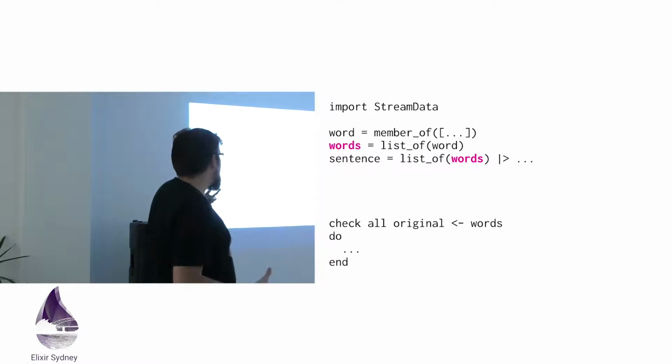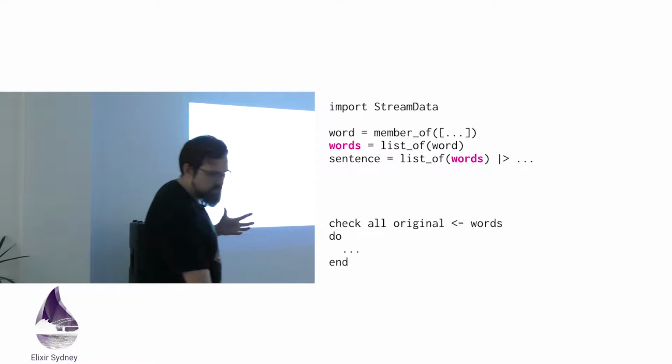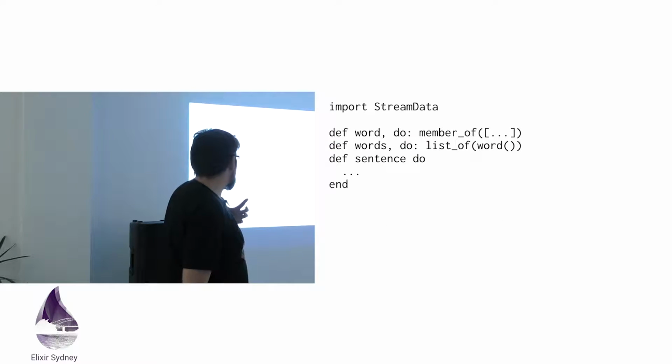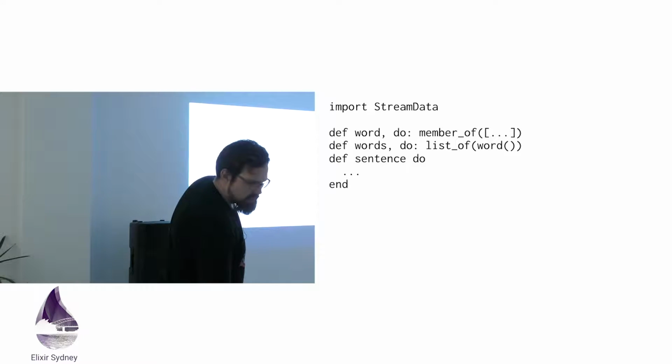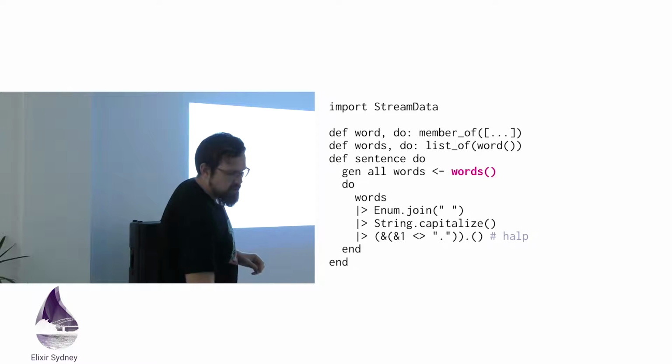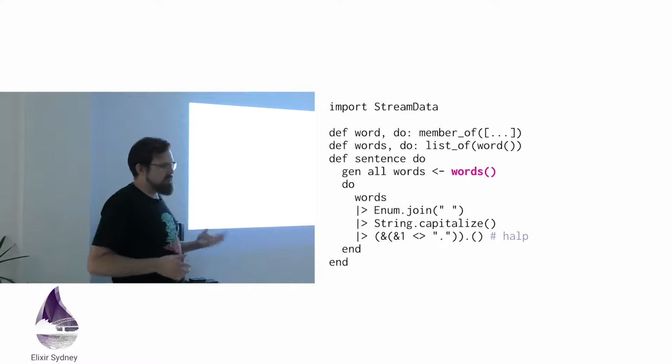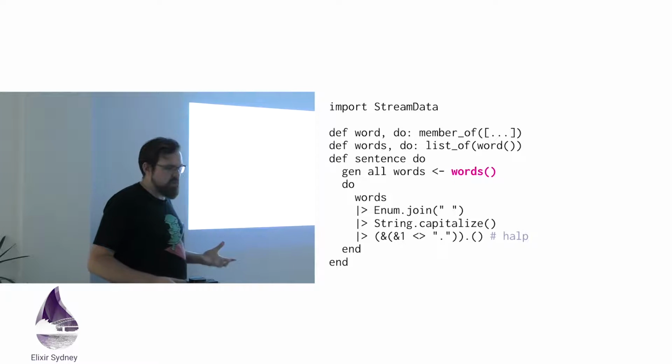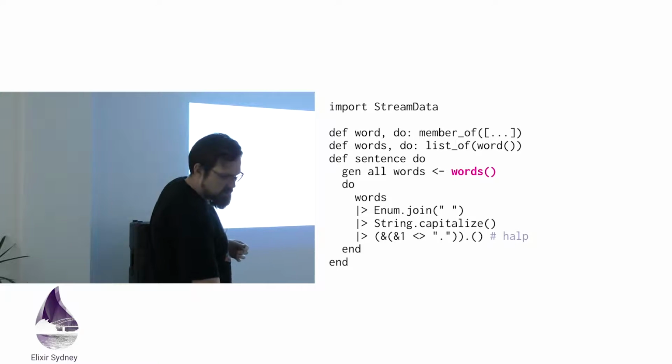And there are different ways of writing these sorts of composed generators. We're going to rewrite sentence to make use of the member of and the list of, and that's all the same. But we're going to use another macro called gen all, which allows you to feed in a generator and then make use of it in the block below.